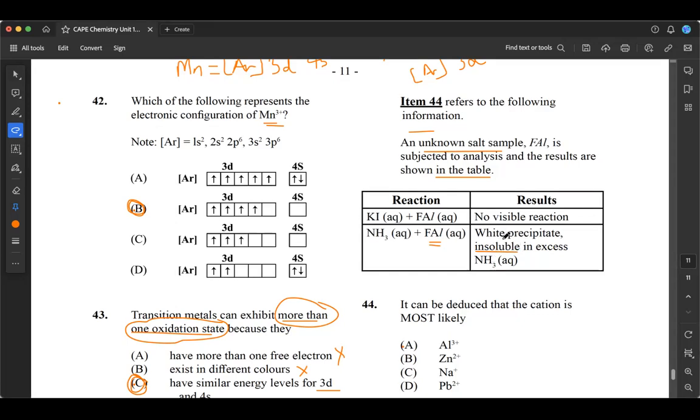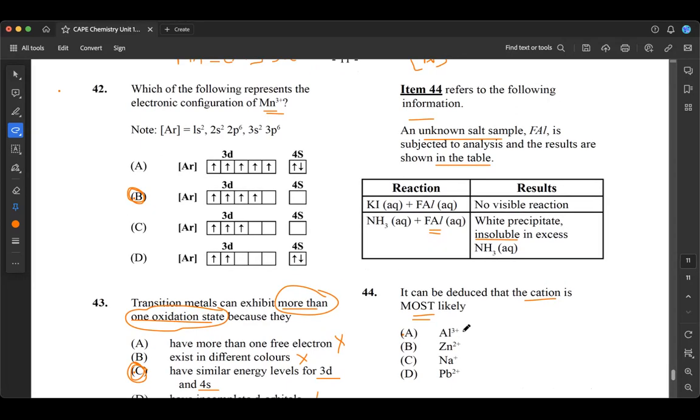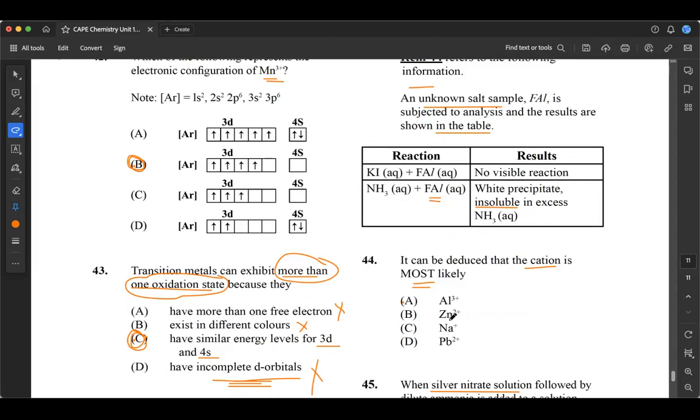So if we have a white precipitate that's insoluble in excess ammonia, that can really only be one cation, right? Let's look among these options. So it can be deduced most likely that the cation in this salt is what? It's not going to be Zn2+, because Zn2+ wouldn't be insoluble in excess ammonia. It would just completely dissolve and we wouldn't have a precipitate anymore. So that's not Zn2+.